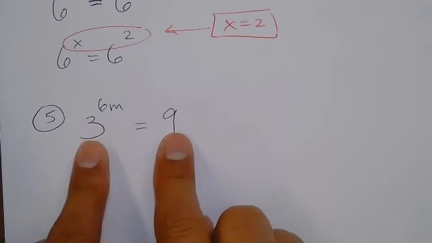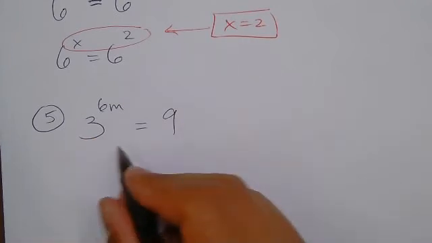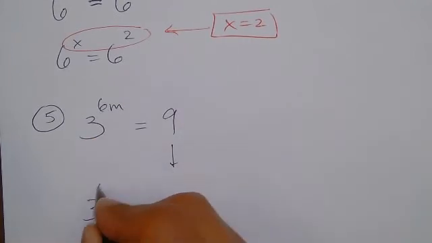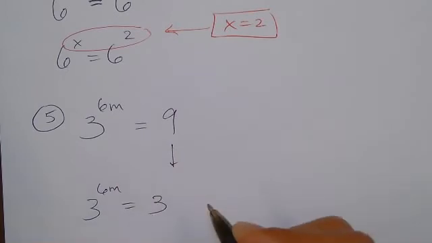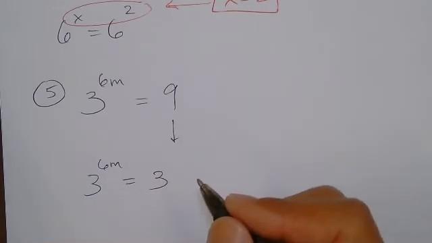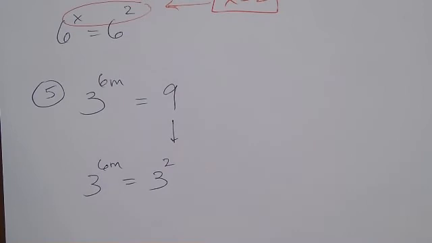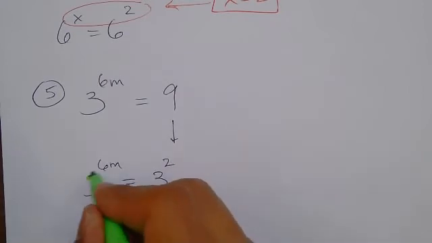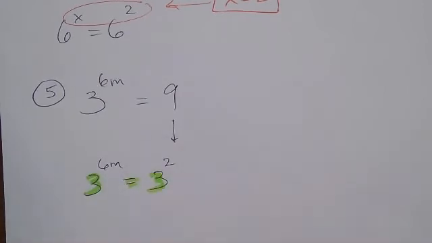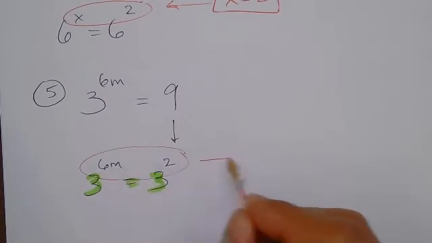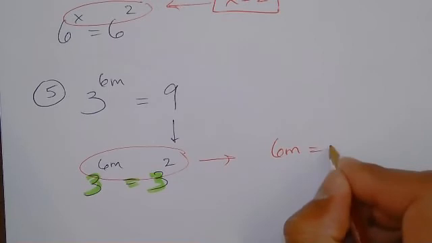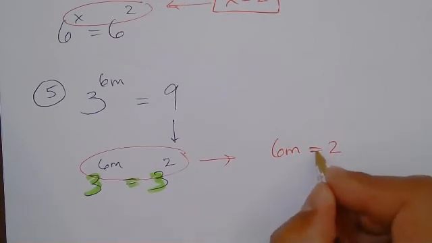Well, we got to get these bases to match. Can 9 be written as a base? Of course, 9 can be written as a base of 3. So this is really 3 to the power of 6m is equal to 3 to the power of 2. Isn't 9 3 squared? Yeah, now I got the bases to match. Once the bases match, I don't need to look at the bases anymore. Do you guys agree with that? Once the bases match, I got to solve this.